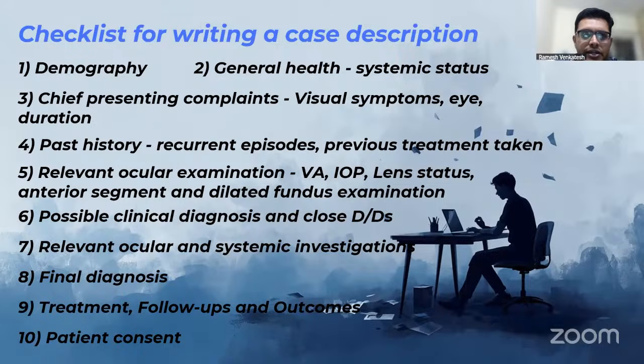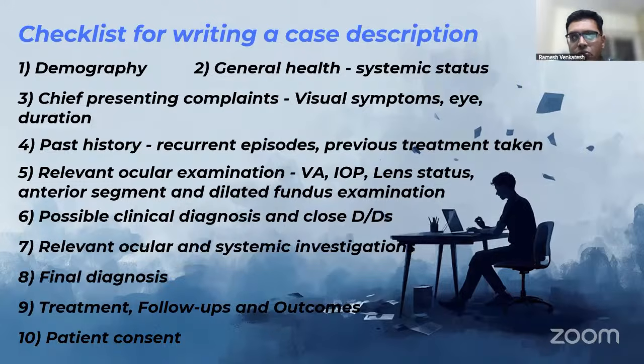The first pointer is the demography. You want to talk about the age, the sex, the ethnic origin of the patient. You want to tell where the patient is coming from. Then you want to tell about the systemic status. What is the general health of the patient? Is the patient a diabetic, a hypertensive, an immunosuppressed, debilitated patient? What does the patient present to you with in the clinic?